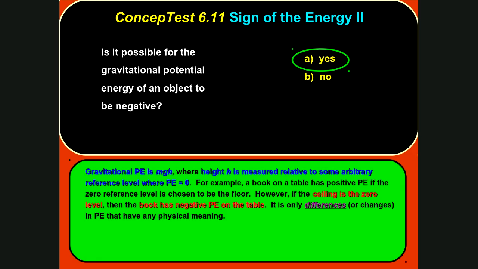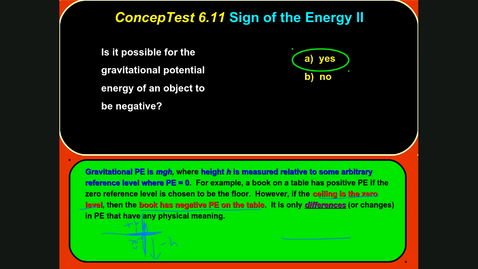For example, a book on a table has positive potential energy if the 0 reference level is chosen to be the floor. However, if the ceiling is the 0 level, then the book has negative potential energy. Remember, when I did projectile motion problems, I would always choose this as my 0 point, and I would choose height downwards as negative and any height upwards as positive. So we choose a reference.